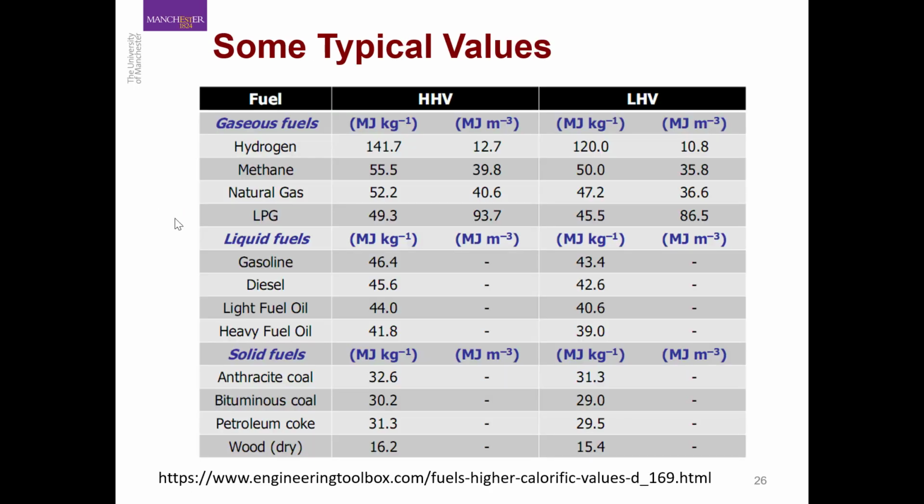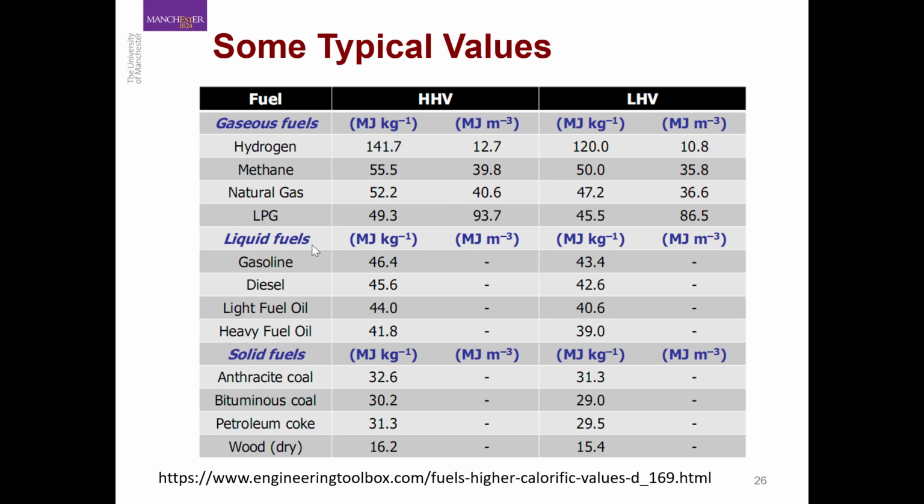So let's have a look at some typical values for different fuels. Here you have the type of fuel, the high heating value and the lower heating value, and these values are given in megajoule per kg or megajoule per cubic meter. If you look at different types of fuels, for example gaseous fuels like hydrogen and methane, with the exception of hydrogen you will see that the calorific values for different gaseous fuels are more or less in a similar range. This is like from 45 to 50.